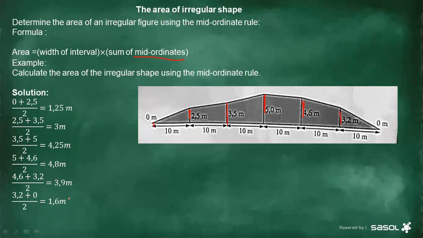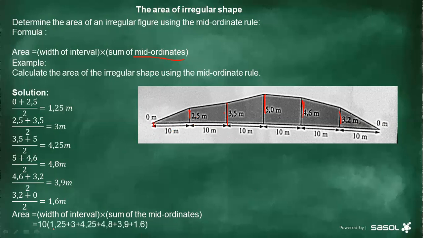After determining the mid-ordinates, you write the formula. That is the formula for area. And then what is the width of interval? Meaning the distance between these ordinates is 10 meter. Then we substitute 10 meter, and inside we add all the mid-ordinates, and our answer is 188 centimeters squared. So you are done calculating the area of this irregular figure.